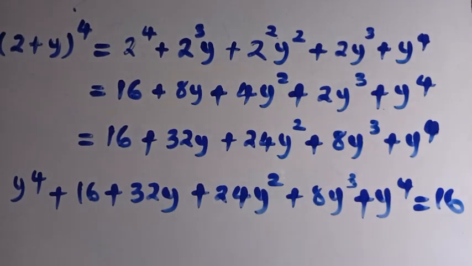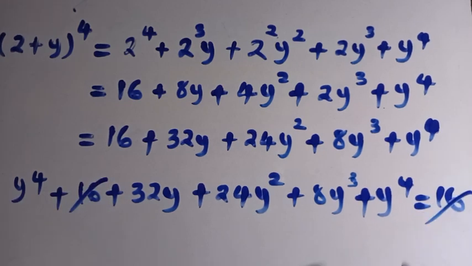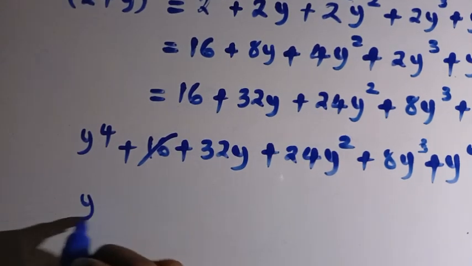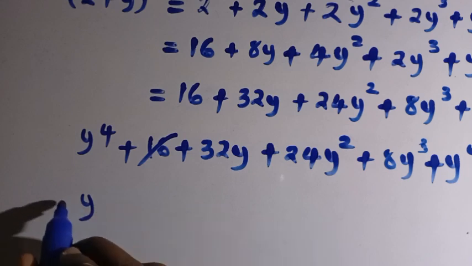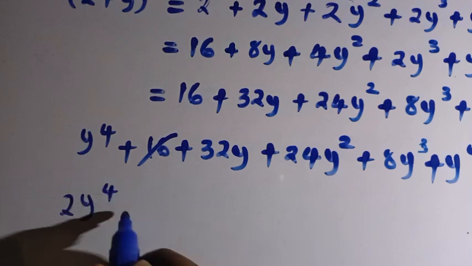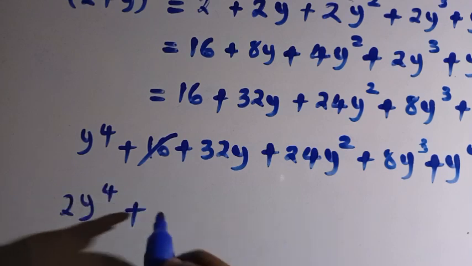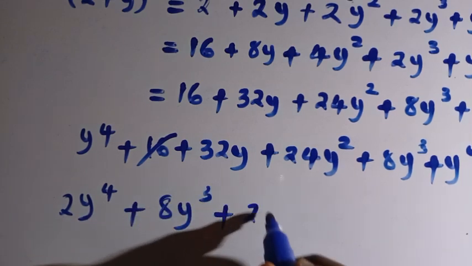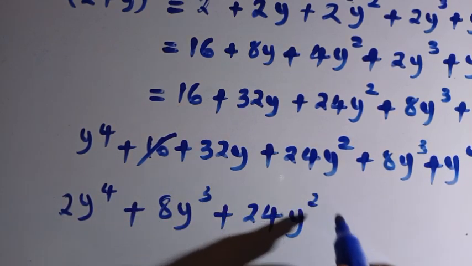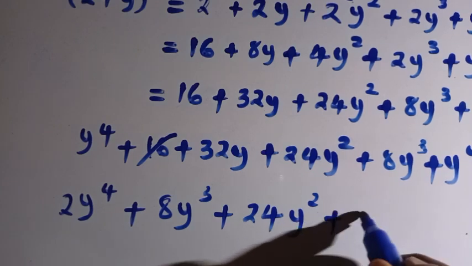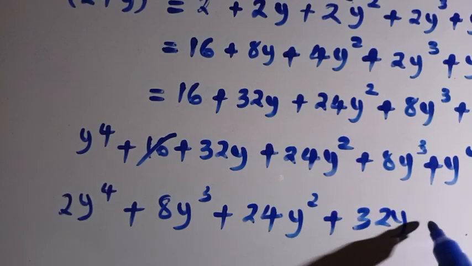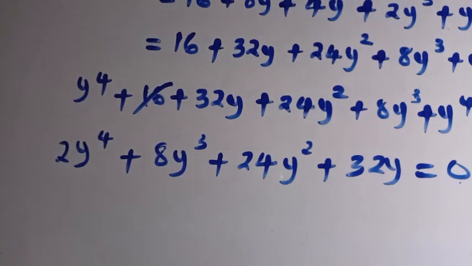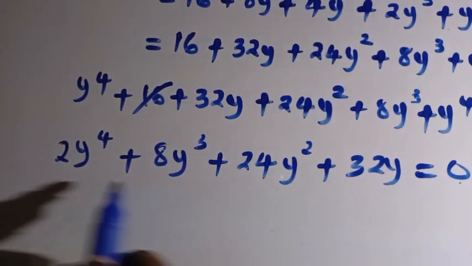So let's look at this very well. We have 16 here, it cancels 16. So the equation will be reduced to y^4 plus y^4, that is 2y^4, plus 8y^3, plus 24y^2, plus 32y equals 0. So if this is what we have, then let's factor out y, because y is common to all of them.